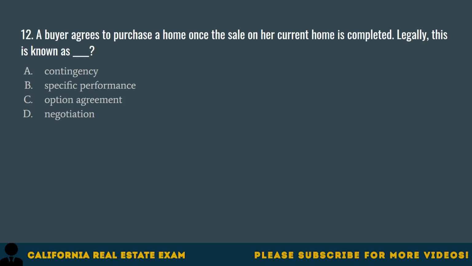Question 12. A buyer agrees to purchase a home once the sale on her current home is completed. Legally, this is known as blank. A. Contingency. B. Specific performance. C. Option agreement. D. Negotiation. The correct answer is A. Contingency.